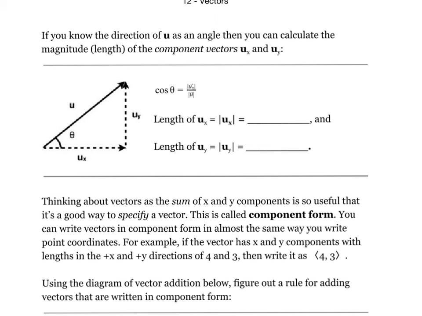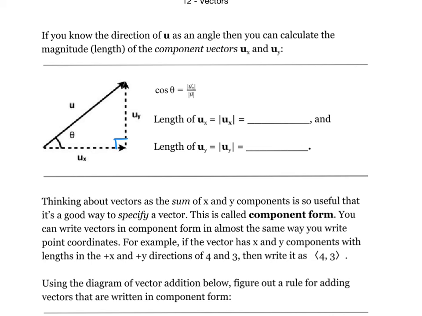Continuing, we're looking in the previous page at an example like this where we have a vector u and we can write it as the sum of two perpendicular vectors ux and uy that are parallel to the x and y axes respectively. Now, when we do this, what we're getting, of course, is a right triangle.